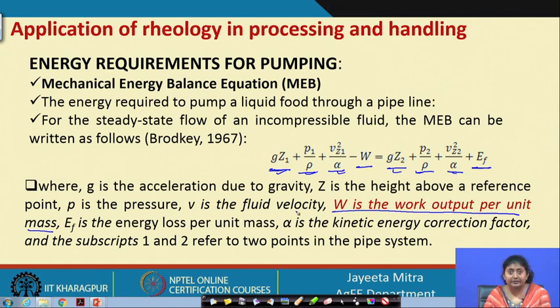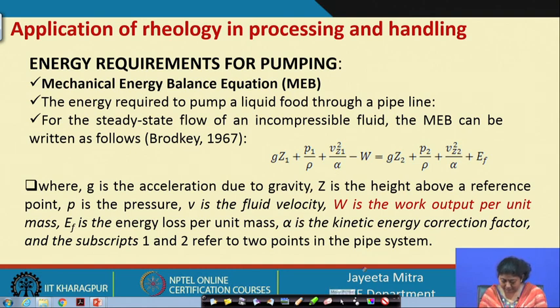So, we know that there are certain values in momentum transfer, it has been given what the value of alpha will be if it is a laminar flow, and what it will be if it is a turbulent flow. So this is the energy requirement. Now, one by one we will see how each term can be solved.